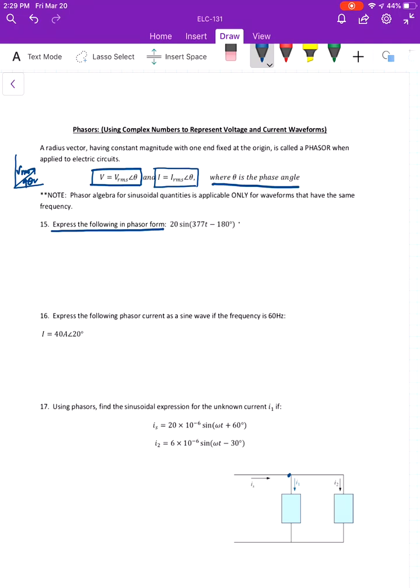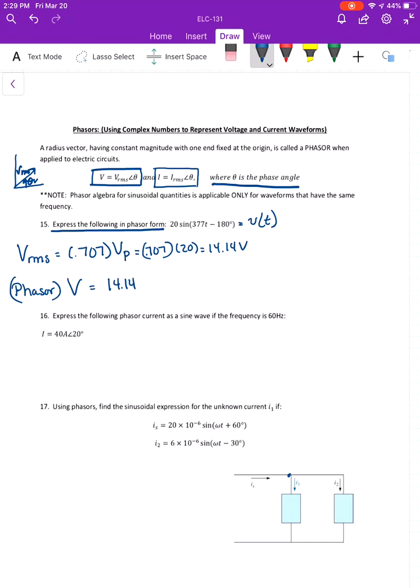So let's say that this is a voltage waveform. The RMS voltage would be 0.707 times the peak. In this case, 0.707 times 20 equals 14.14 volts. So the phasor voltage would just be the 14.14 at an angle of negative 180. So we just move the angle down.